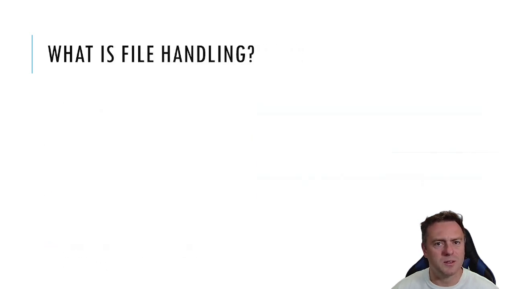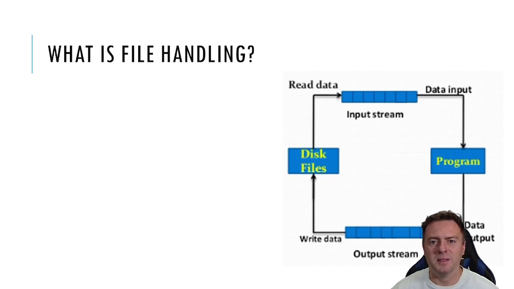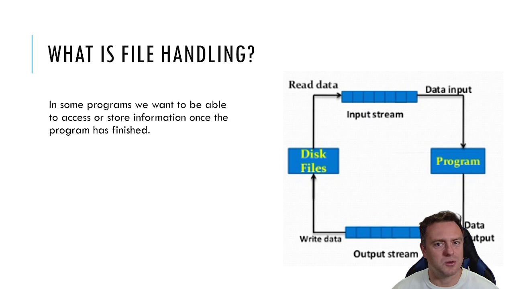So first of all, what is file handling? Well, it's basically being able to read and write to a file, so that we can do long-term storage. In some programs, you might want to be able to access information once the program has finished. For example, if you're making a video game, you might want to have some way of storing the high score that you currently have, or maybe the level progression that you've just gone through.